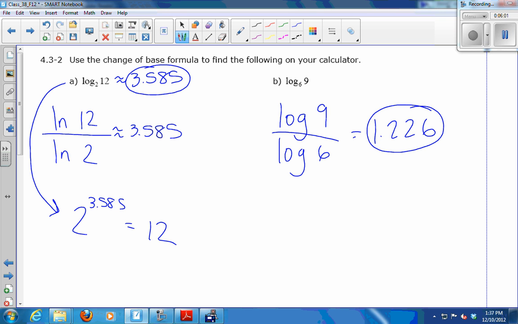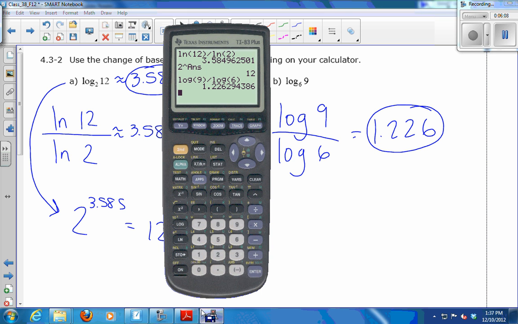Okay, and then to check, what should I do? Yeah, raise 6 to this power, and then what am I expecting to get?